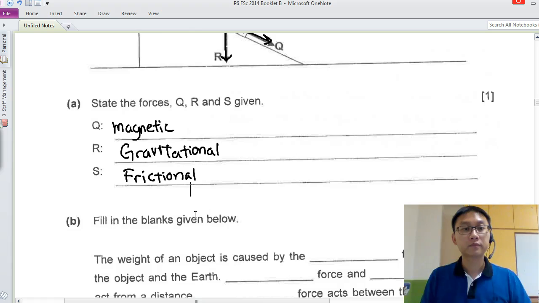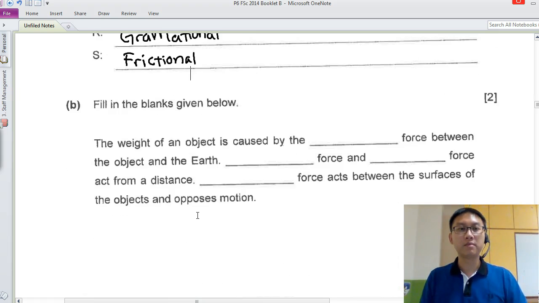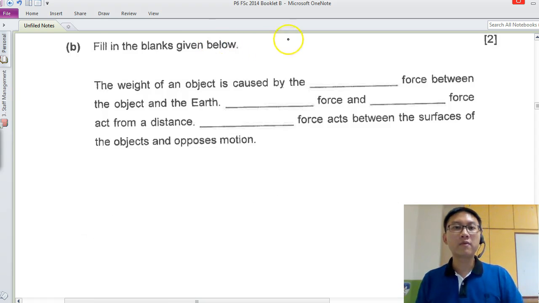Okay? Now let's try and fill in the blanks here. The weight of an object is caused by the... Weight is caused by the... Yes, the gravitational force between the object and the earth.